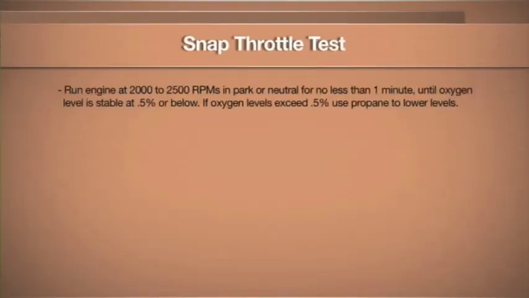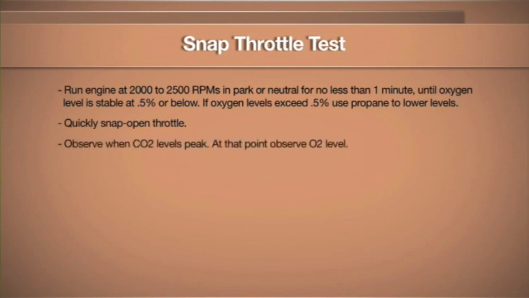We could do a snap throttle test. The snap throttle test is going to consist of bringing the catalytic converter up to temperature by preconditioning it. That means running the vehicle at over 2,000 RPM for at least 1 minute. At that point, we're going to quickly snap the throttle to wide open throttle and then take your foot off the accelerator. During that time, after your foot's off the accelerator, we're going to watch CO emissions climb.